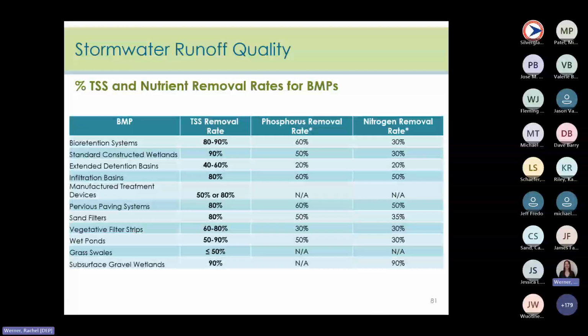So let's take a quick look at the TSS removal rates and the phosphorus and nitrogen removal rates for various BMPs. As a note, the nutrient removal rates can be found in Chapter 4 of the BMP manual. And the reason we look at phosphorus and nitrogen is because they are both the most common nutrients and the most detrimental. They're naturally present in soils, plants, and organic matter, and stormwater runoff easily picks them up.